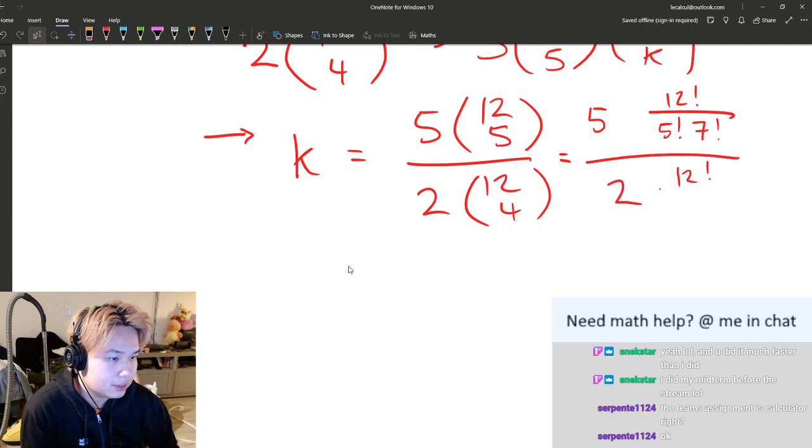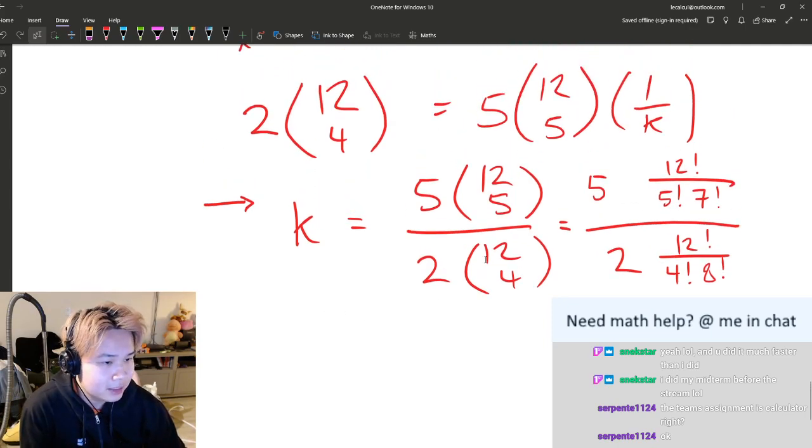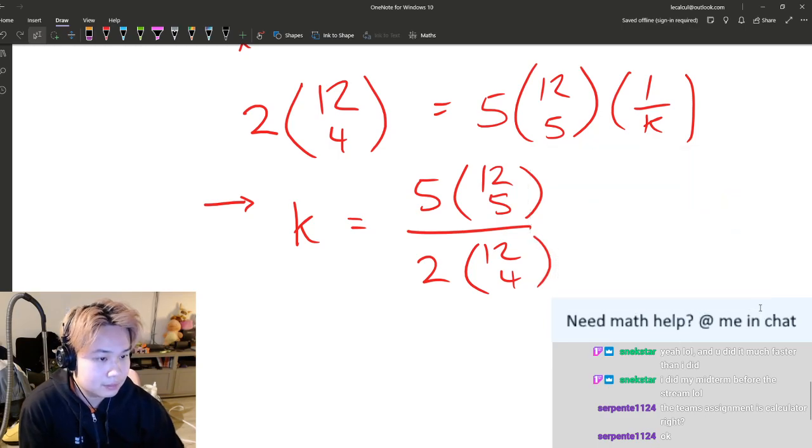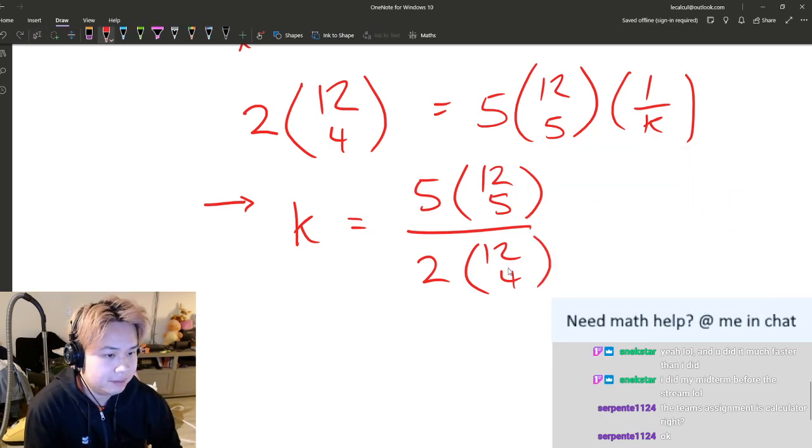This is 12 factorial over 4 factorial, 8 factorial. You know what? Not worth it. I'm just going to put this into a calculator. And then this should be k.